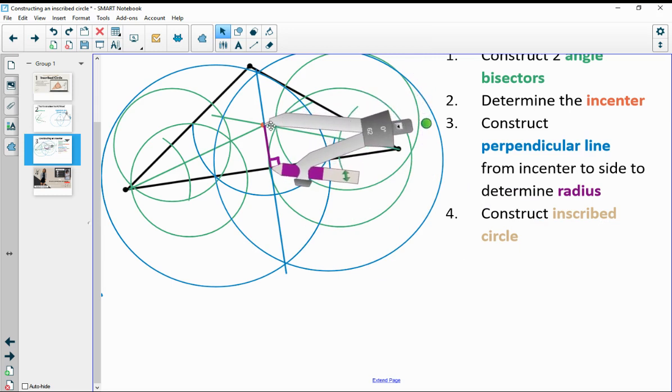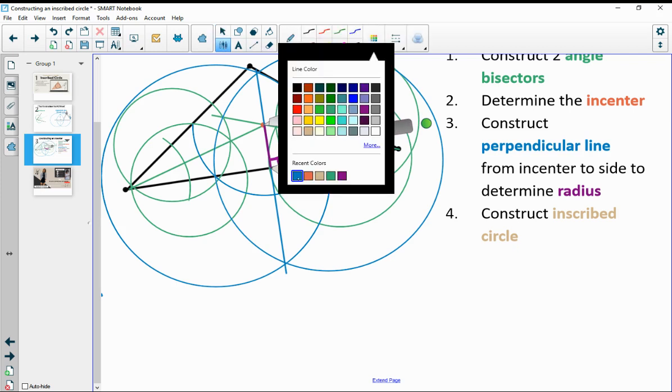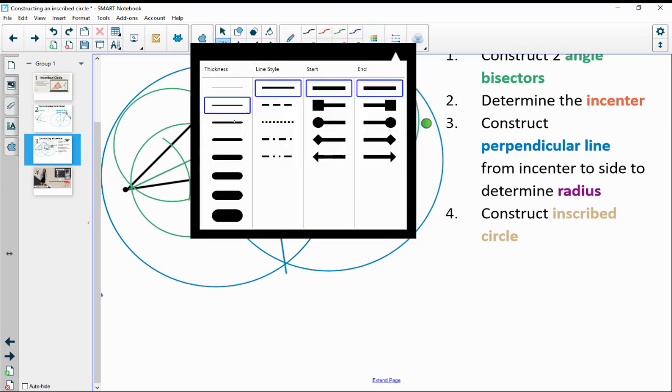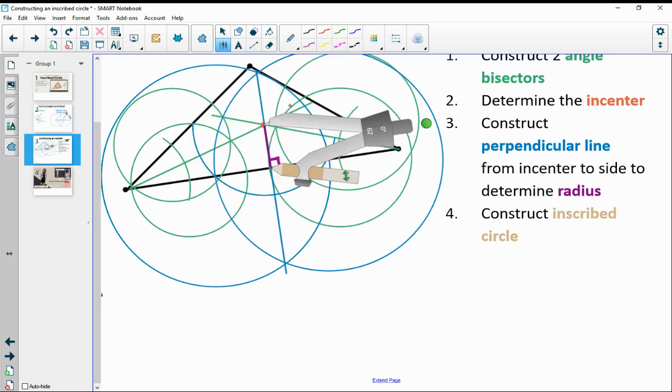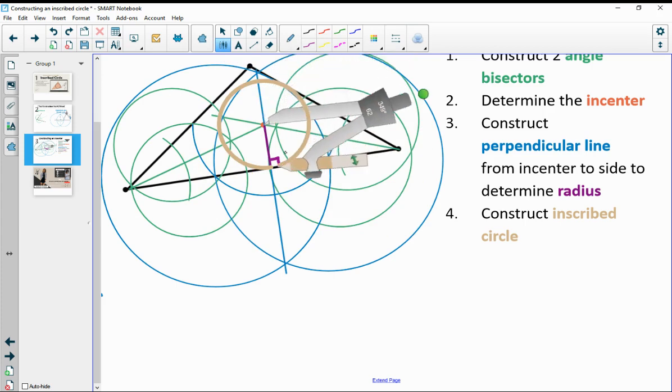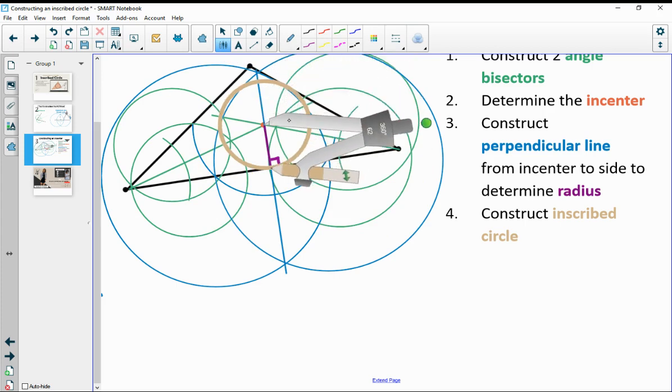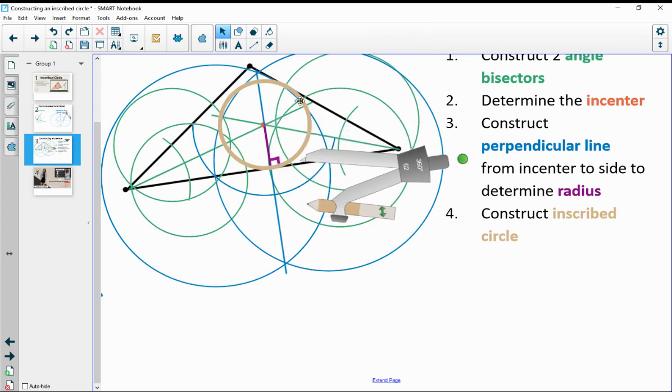So we'll set our compass on the incenter, open it to the width of that radius, and then we'll be able to draw our inscribed circle. Now remember, this will hit all the sides. You might be just slightly off when you have a little bit of human error. Okay, and mine always moves a little bit on the digital screen, so mine's always just slightly off. But that's going to give you a circle that hits all the sides of this triangle.